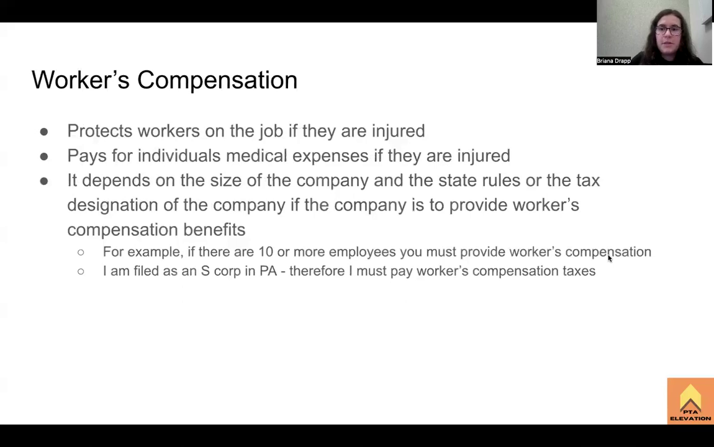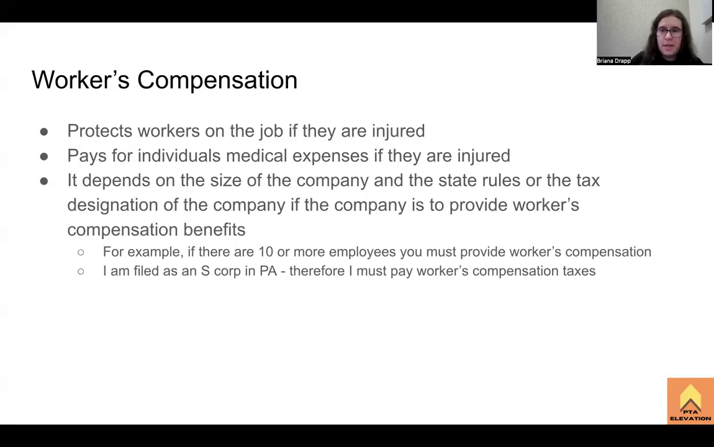Now, workers' compensation, we're pretty familiar with this if you've ever worked in outpatient, especially at a center or something like that. It's going to protect workers on the job if they are injured. It's going to pay for their medical expenses if they are injured. So I have to pay for workers' comp insurance to the state, federally funded for the state and everything. It depends on the size of the company though, or the designation of the company.